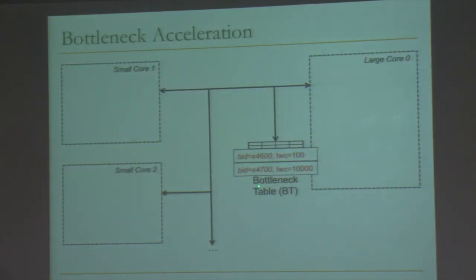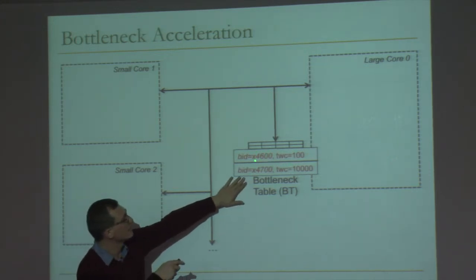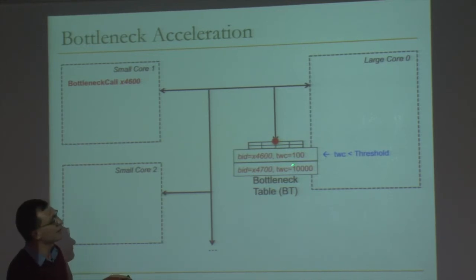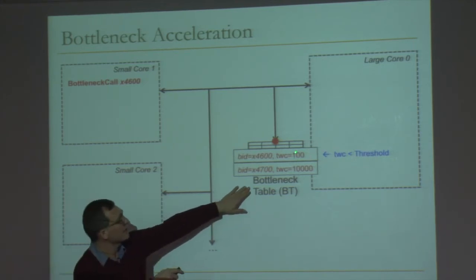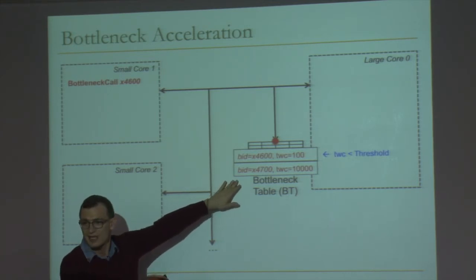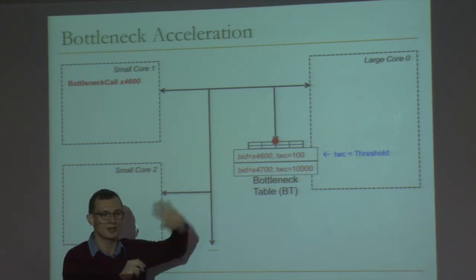Let's assume that you have two bottlenecks here with different numbers of thread waiting cycles recorded over time. This is bottleneck 4600, this is bottleneck 4700. Let's say small core 1 executes a bottleneck call to 4600. It basically asks the bottleneck table, I want to execute the bottleneck at 4600. Tell me where I should execute it. The bottleneck table takes the bottleneck ID, figures out the thread waiting cycles it has recorded, and compares it to a threshold. In this case, thread waiting cycles is 100. Let's assume your threshold is 1,000. Thread waiting cycles is less than the threshold, which means that the bottleneck is not that critical, not that important. It hasn't caused a lot of thread waiting cycles.